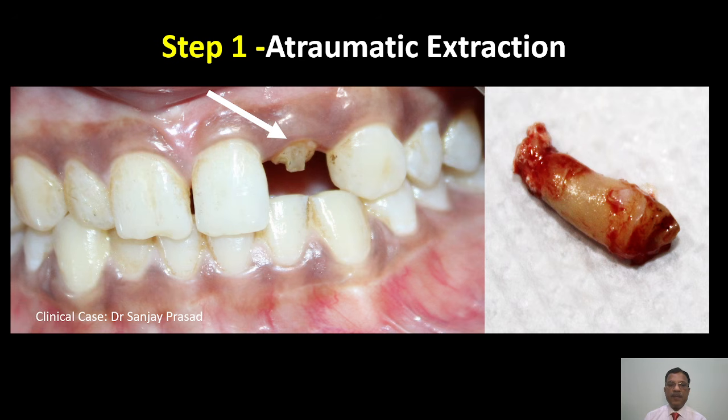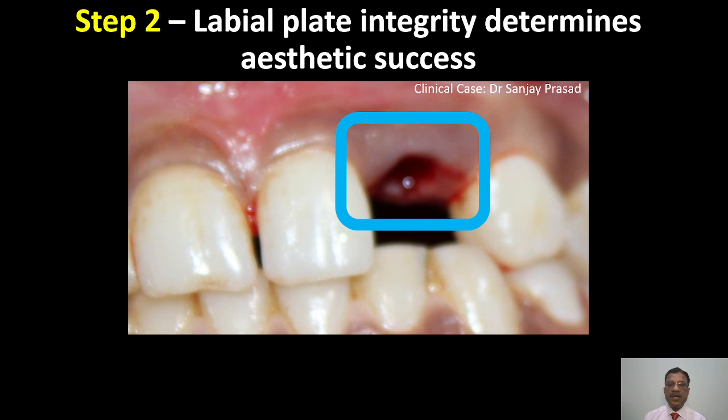So step 1, the most important step when we have to extract a retained root is to do an atraumatic extraction. We want to preserve both the hard tissue and soft tissue to get a good aesthetic. So this is the most important step, and we have to see that we do an atraumatic extraction.